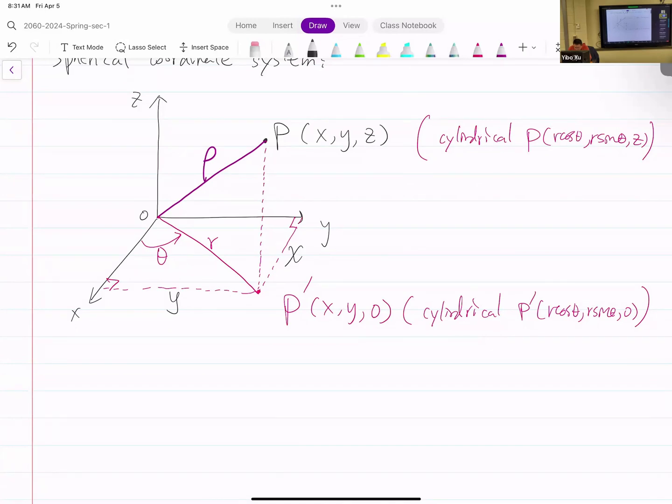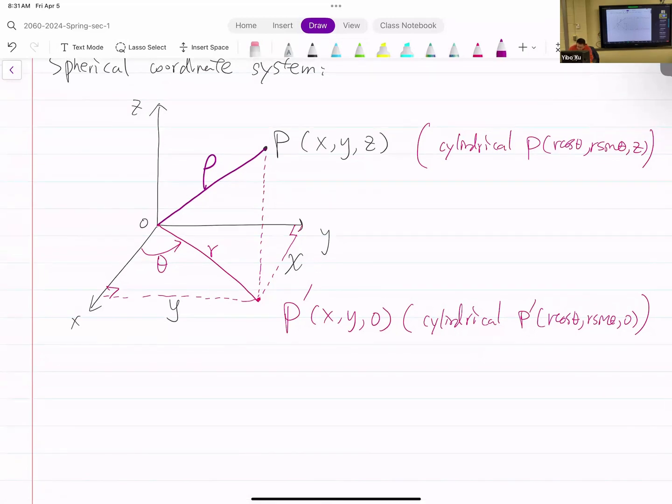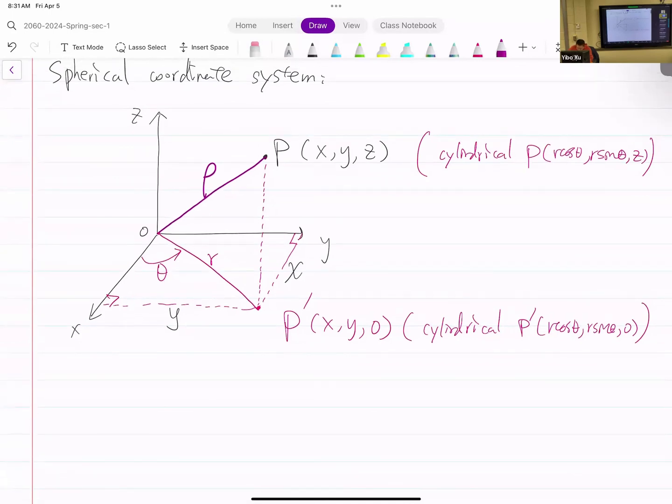But here, instead of using r, theta, and z, we're going to use this rho, okay? And we also introduce another angle. The angle that we're going to introduce is this rotation angle, which we call phi. Okay, so this is the rotation angle from the z-axis to the direction OP.